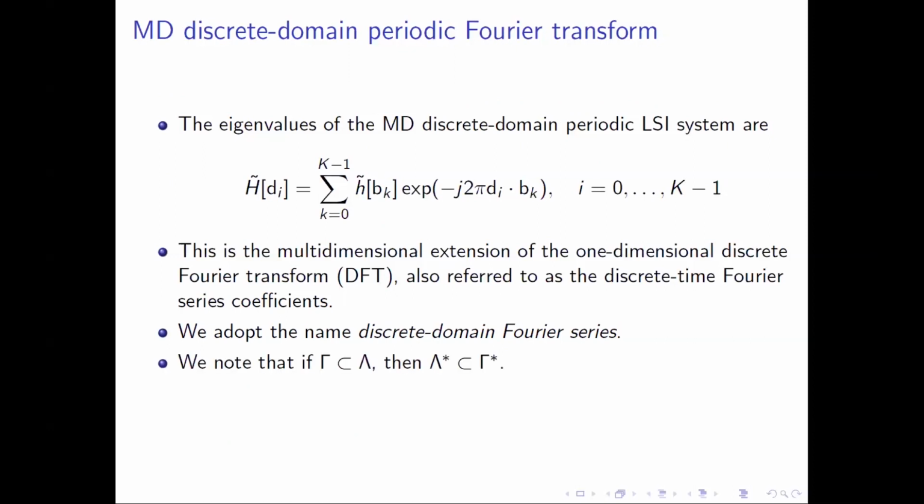The sublattice expression is reversed in the reciprocal lattice domain, where lambda star is a sublattice of gamma star. We also define cosets in the reciprocal lattice domain with coset representatives d i that we see in the definition of the MD discrete domain periodic Fourier transform. It should be pointed out that this Fourier transform can again be calculated with an extension of the one-dimensional fast Fourier transform. And it's indicated how to do this in the book.